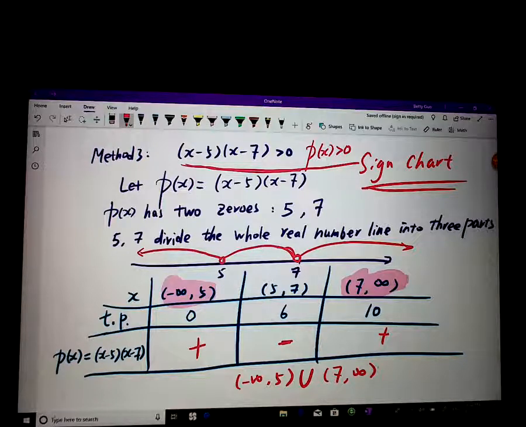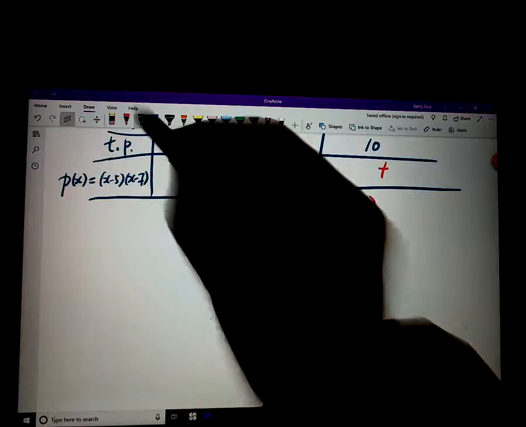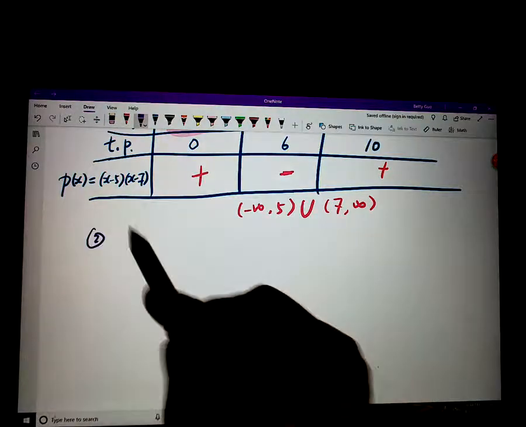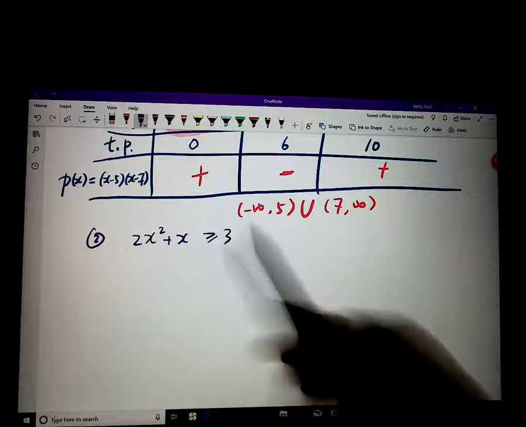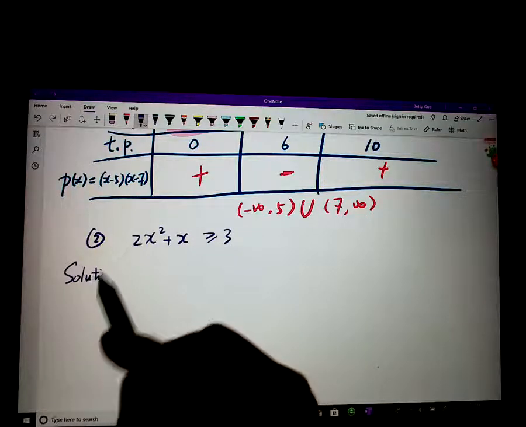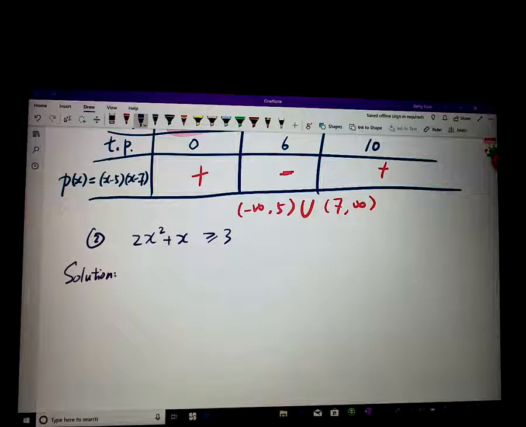Okay, we are continuing talking about sign chart method to solve quadratic inequality. Let's look at the second problem. It's 2x squared plus x bigger than or equal to 3. I mentioned the focus of this section is the sign chart method. So we are going to only apply sign chart method to solve this inequality.